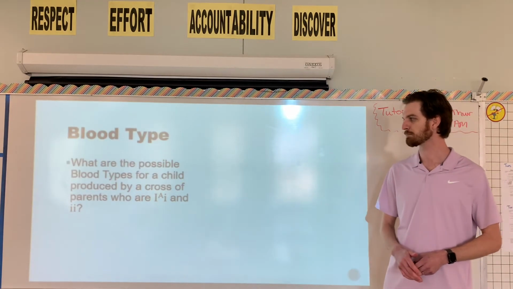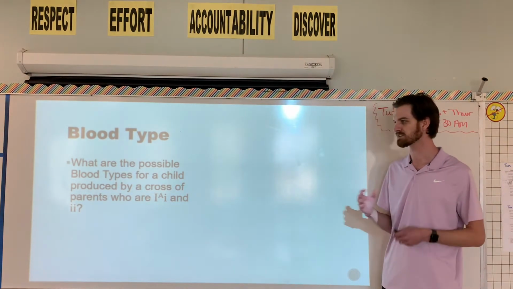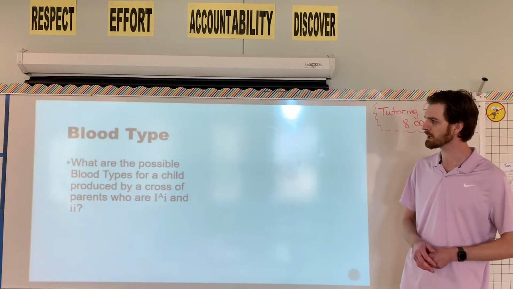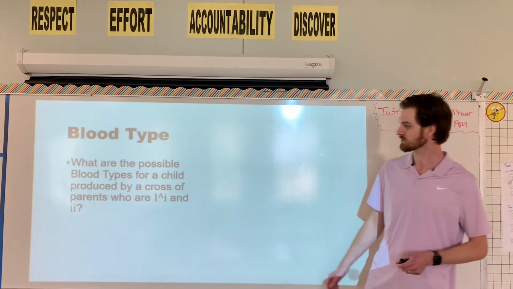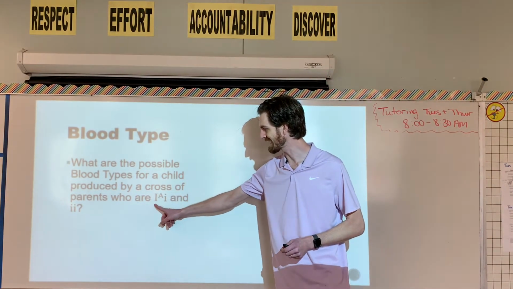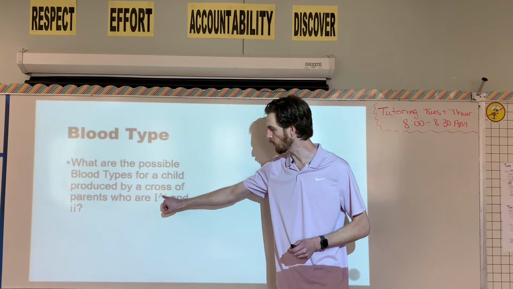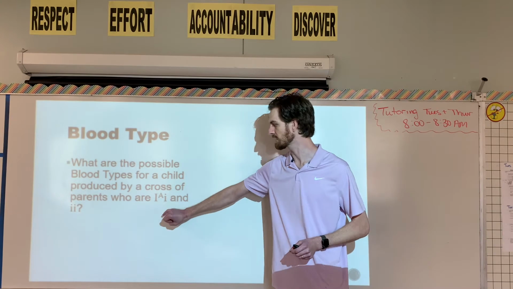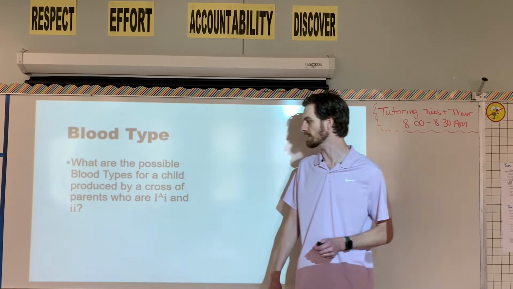Let's try a practice example, and I'm going to use the I's here, okay? I'm going to use the I's because it's more professionally how we write it. So what are the possible blood types for a child that's produced by a cross of parents who are, so I have one parent that has A, so the I with the A, so that's blood type A, with an O. That lowercase i is an O, right? Because that's the recessive trait. So I have blood type A with blood type O. So you could kind of view this as an AO.